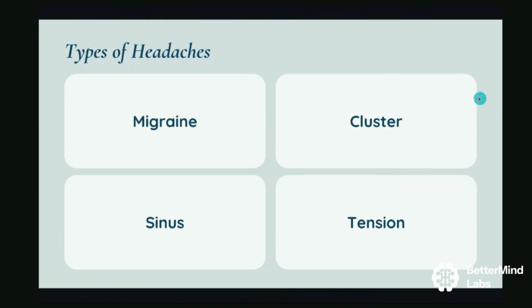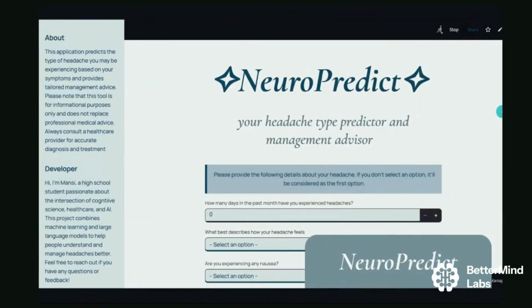Going on to how my model was created. This is my website itself, NeuroPredict. I'll go into a demonstration later on, but first, on the side, I have an about description in the sidebar and clearly warn that this is for informational purposes and not to be used as an actual diagnosis. There's a quick description of me as a developer, and if you scroll down more, there's a bit of life hacks on how to stop headaches. Then in this section, the user inputs their options, describing their symptoms.